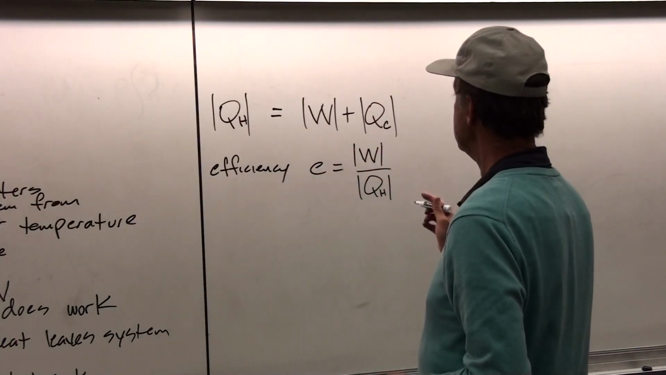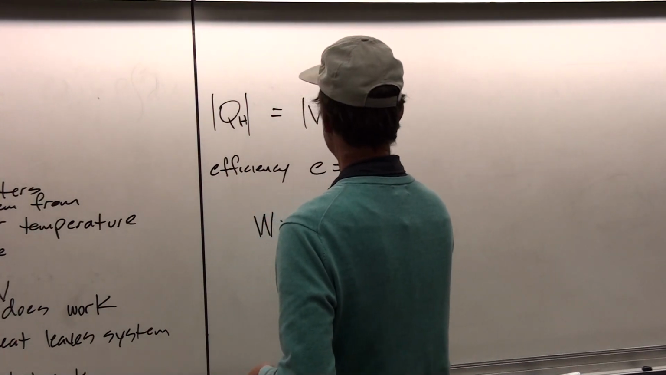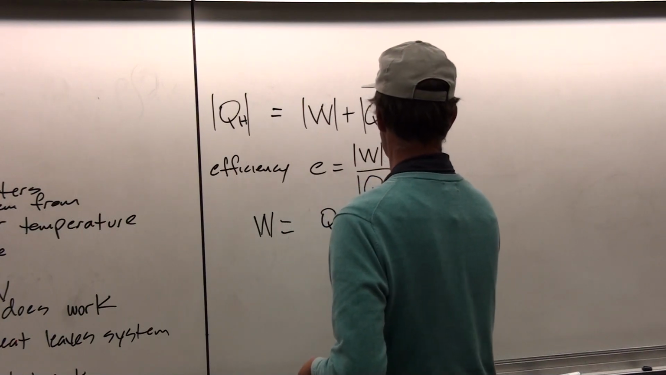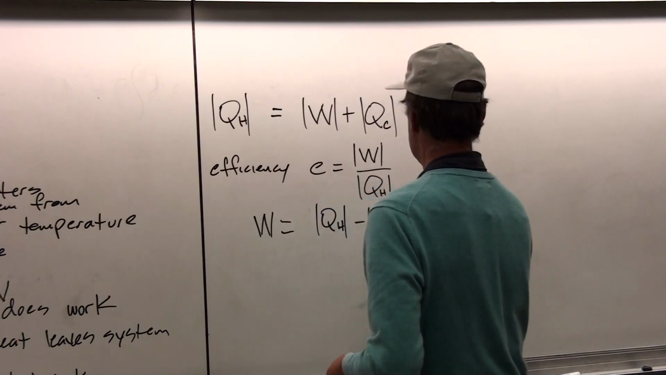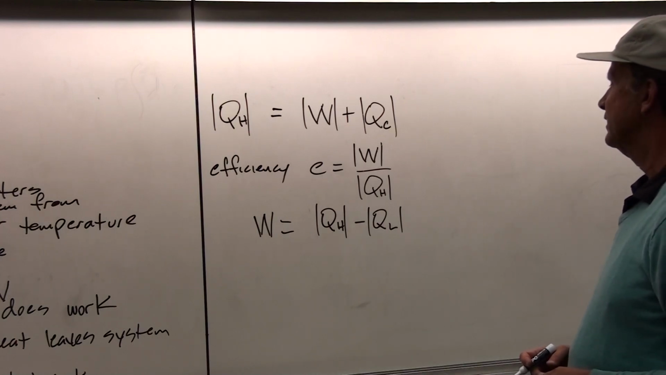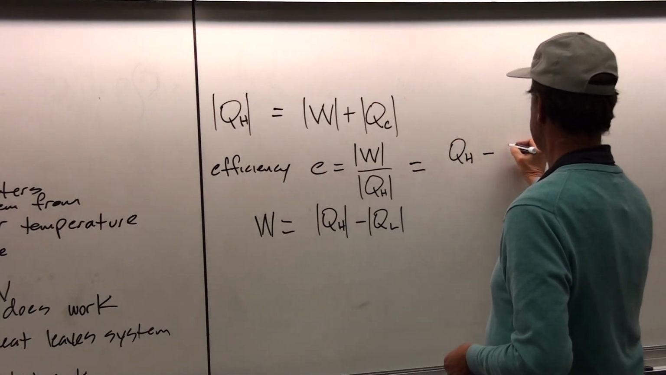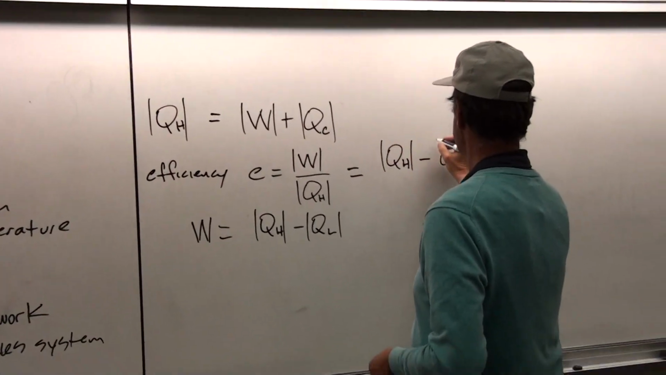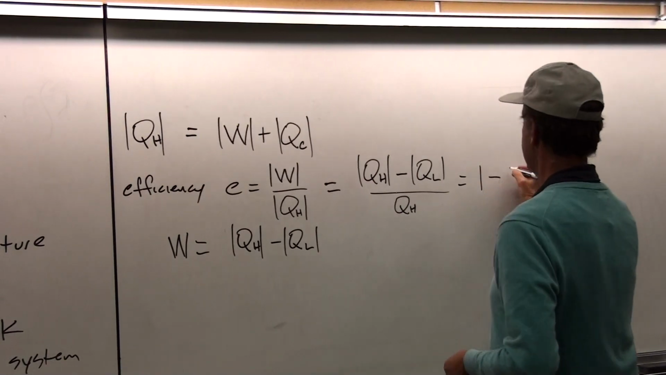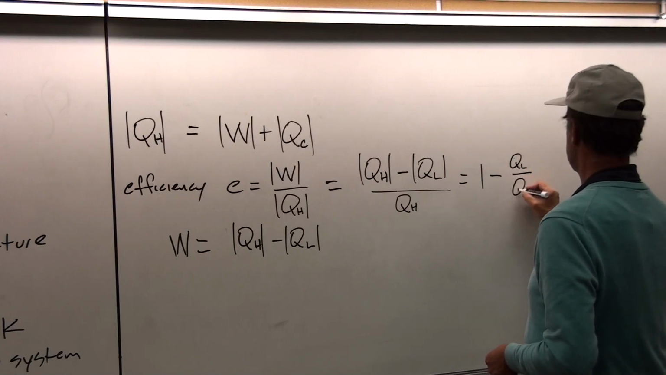And so we can rewrite this expression using the fact that W is equal to QH minus QL. It's the difference between the heat that enters the system at higher temperature and the heat that leaves the system at lower temperature. So that gives us QH minus QL over QH, which is equal to 1 minus QL over QH.